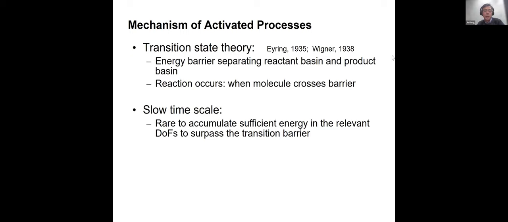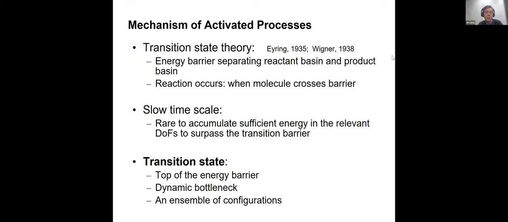Usually there's a slow time scale characterizing this barrier crossing, because you need to accumulate sufficient energy in the relevant degrees of freedom. Until that happens, you cannot surpass the transition barrier. One of the most important things we want to look at is the transition state. These are the molecules sitting at the top of the energy barriers, and that's where the dynamic bottlenecks of these reactions are. It's an ensemble of configurations of molecules.